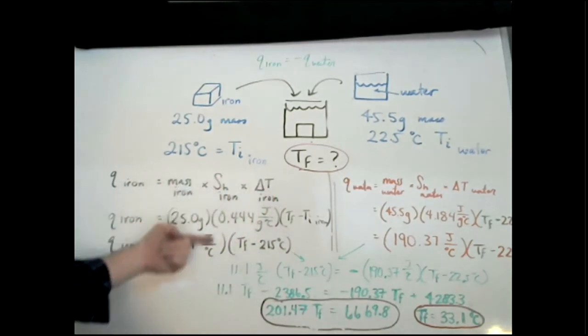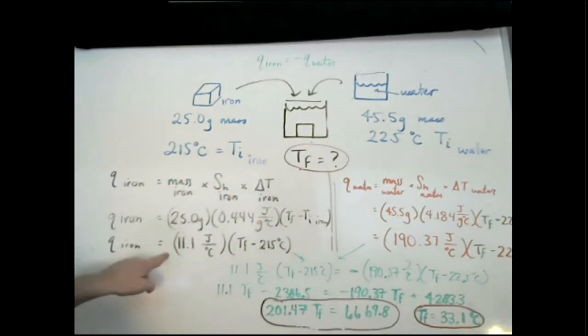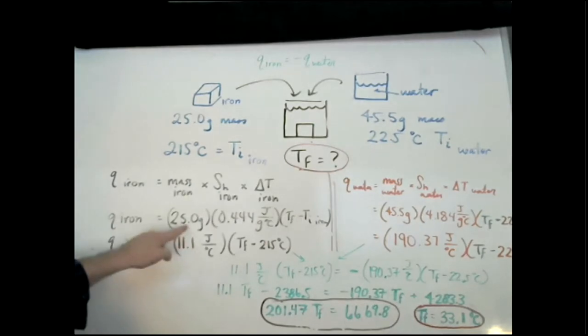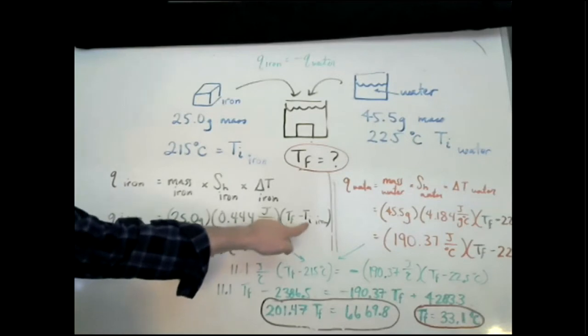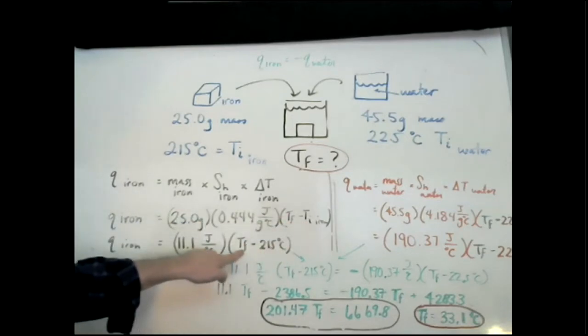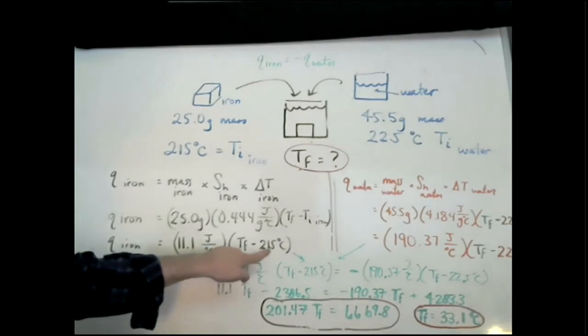And here in black, I plug in these values for the Q of the iron, and I get down to right here. You can see how I've simplified some of the numbers. T final minus T initial for the iron for the delta T. I don't know T final, so I can't resolve that, but I know what T initial is. So I put it right there.